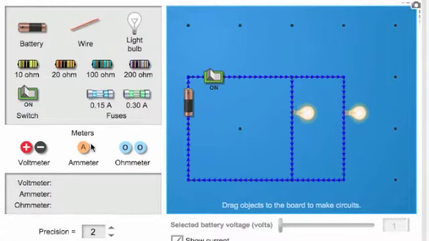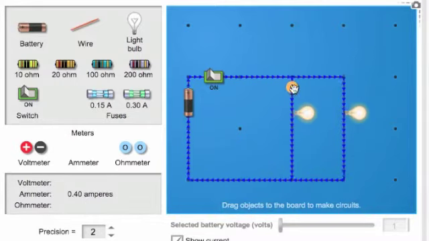We can use an ammeter to test the current. That's how fast electrons are flowing through the wires. In this circuit, the current is 0.8 amps before the split. After the split, the current drops to 0.4 amps on each of the branches. After they come back together, the current is added together back to 0.8 amps.